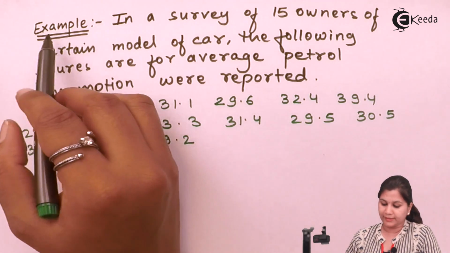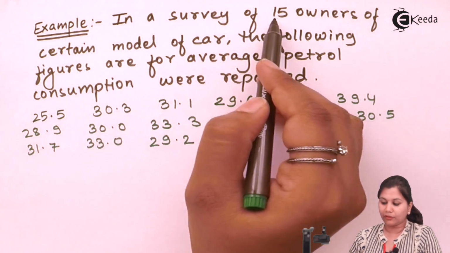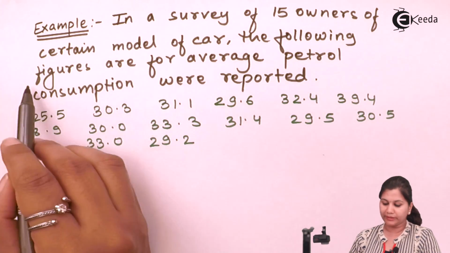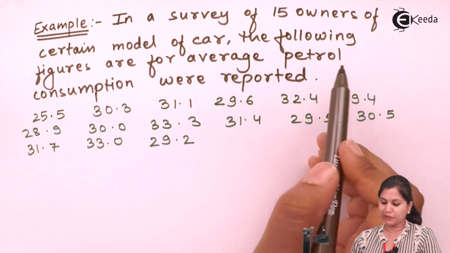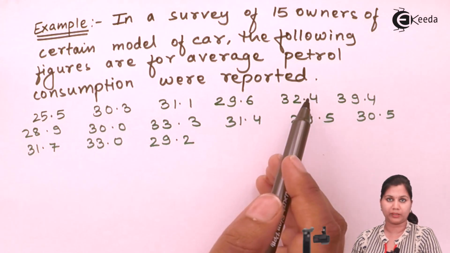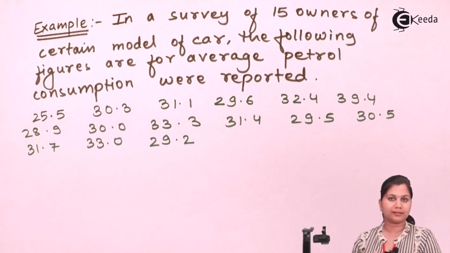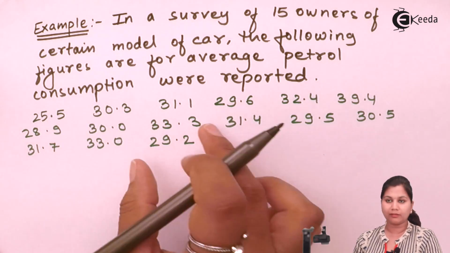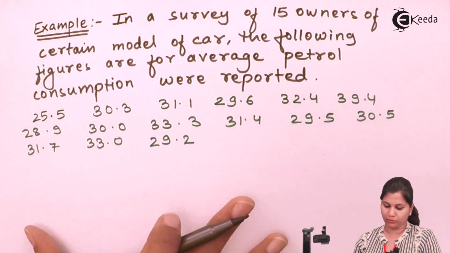So this is our question: in a survey of 15 owners of a certain model of car, the following figures are for the average petrol consumption they reported. It means there is a certain model of car, and this car is being used by 15 owners. So how much petrol is being consumed by every car is reported in a survey.